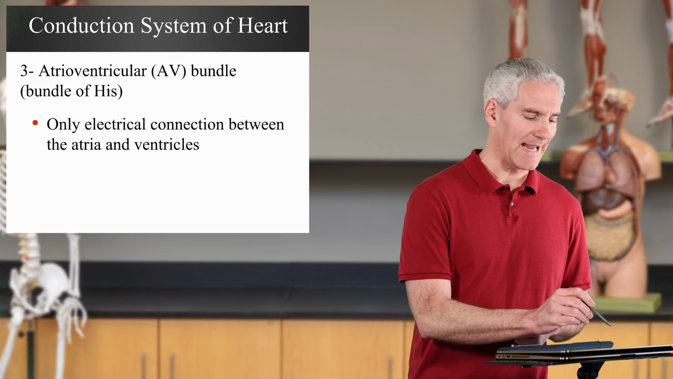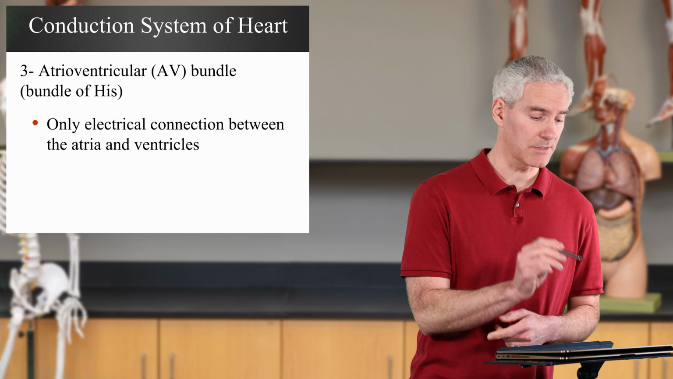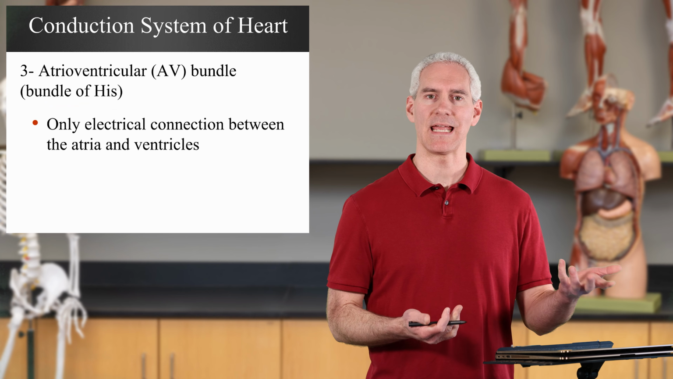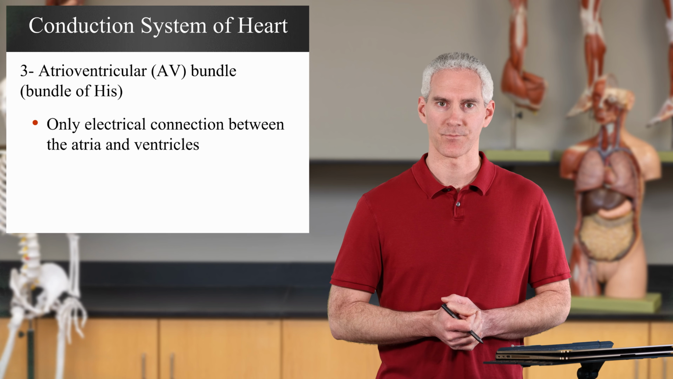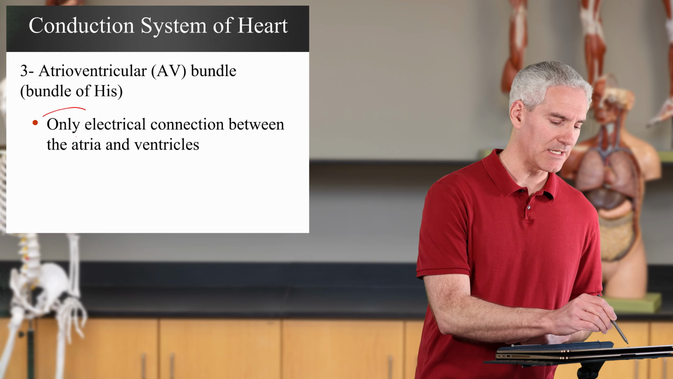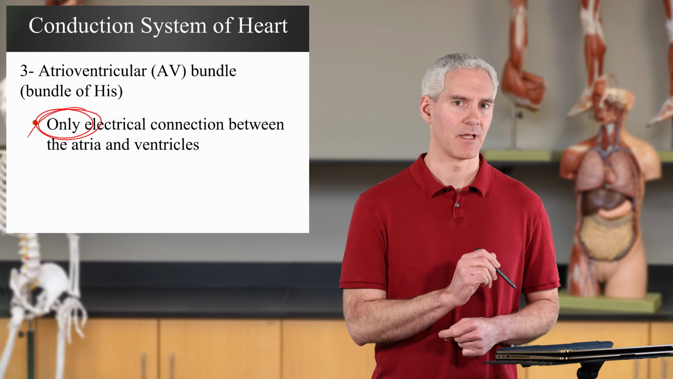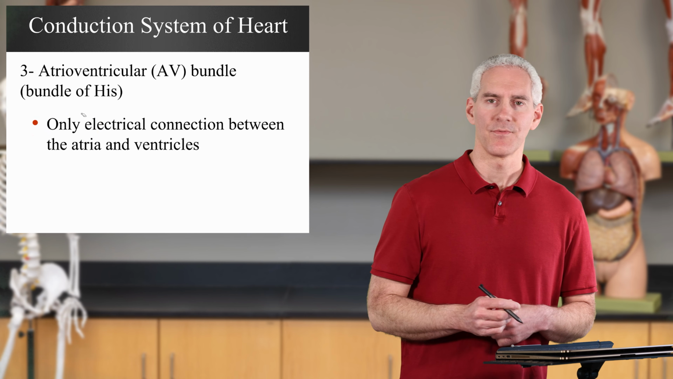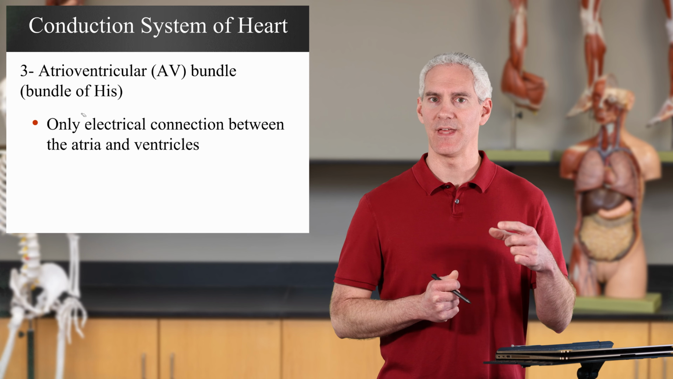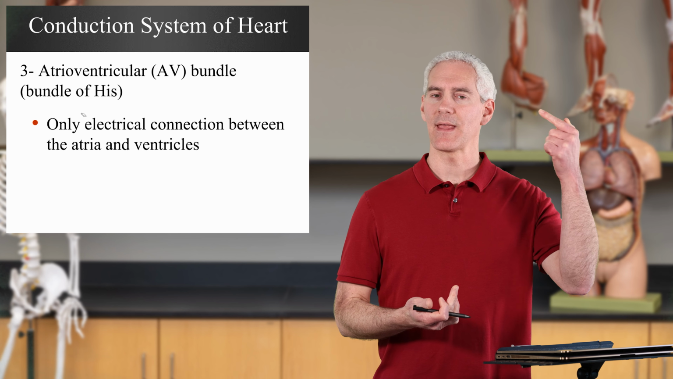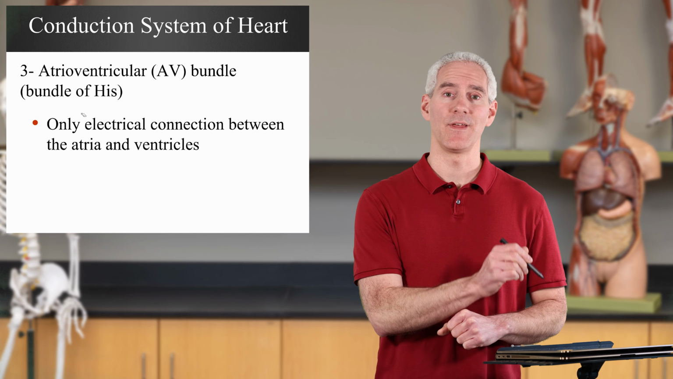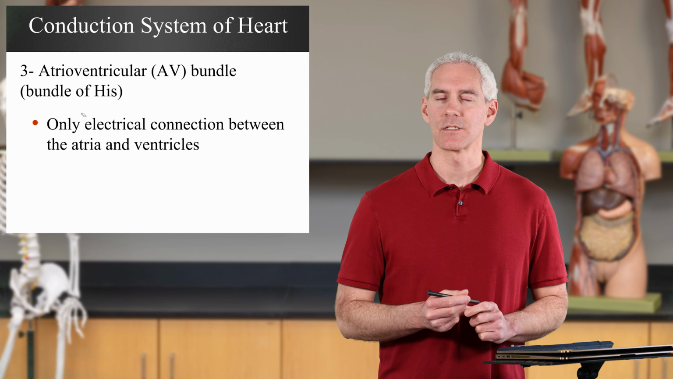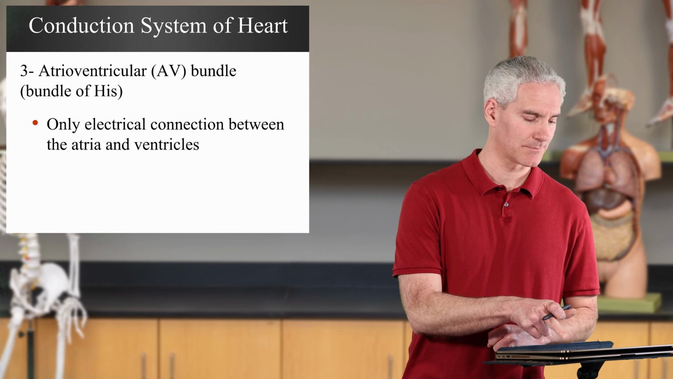The third thing here then is the atrioventricular bundle, the AV bundle, also known as the bundle of His. So we have multiple names, again, pick one. Now this atrioventricular bundle is the only electrical conduction between the atria and the ventricles. Why is that significant? That means it's the only way to get this signal, which is your heartbeat, from the atria down to the ventricles. Without this, the ventricles cannot receive that signal and create a heartbeat.